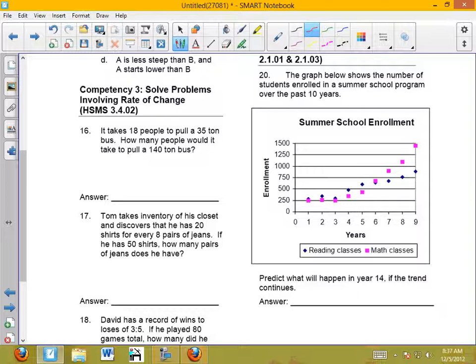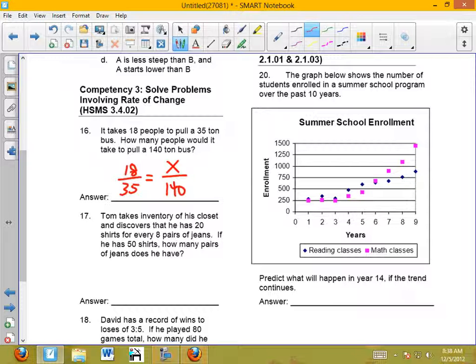All right, competency 3, rate of change. Again, you're going to have two things. It takes 18 people to pull a 35-ton bus, 18 over 35. How many people would it take to pull a 140-ton bus? My weight is on bottom. My people are on top.